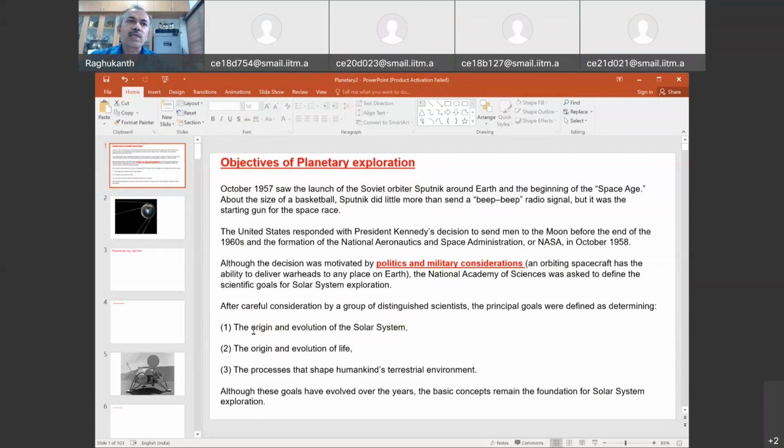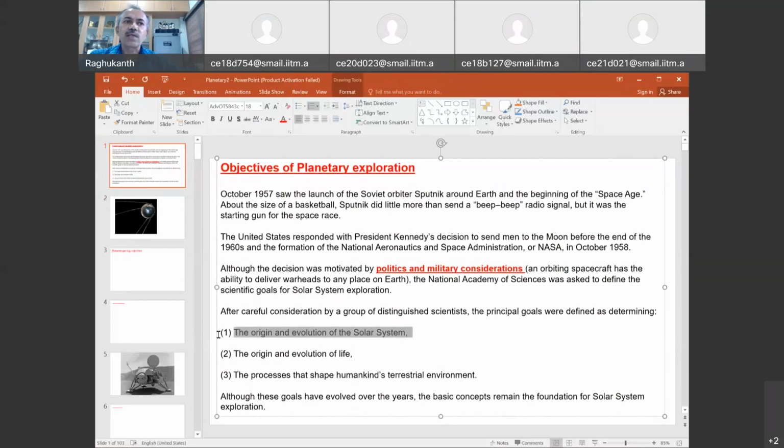That is planetary exploration. They defined many objectives, and the top three were these. First, they wanted to find the origin and evolution of the solar system, like how the solar system emerged and how all the planets came into the picture. That was the most important objective. Then the second objective was life, the biology: how the origin and evolution of life happened.